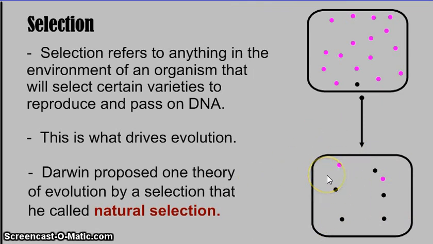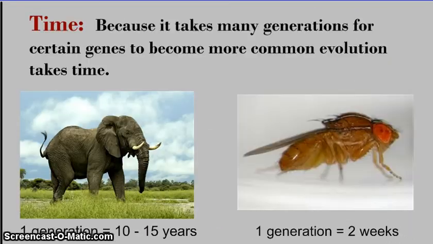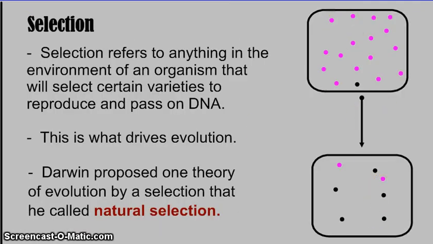Now in this case I did the selection, but for most animals the thing that does the selection is the environment. The last component is time. Because it takes many generations for genes to become more common, evolution takes time. Now, in that example before, I did it very quickly. I selected. But I hope you realize that in real life it would take a long period of time.